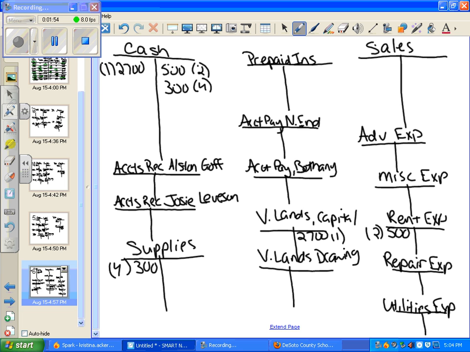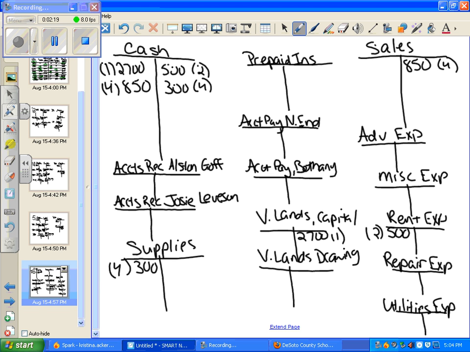We have another transaction on the 4th. We received cash from sales, $850. So our cash is going to increase on the 4th, increase with a debit, $850, and our sales are going to increase with a credit, $850 on the 4th.